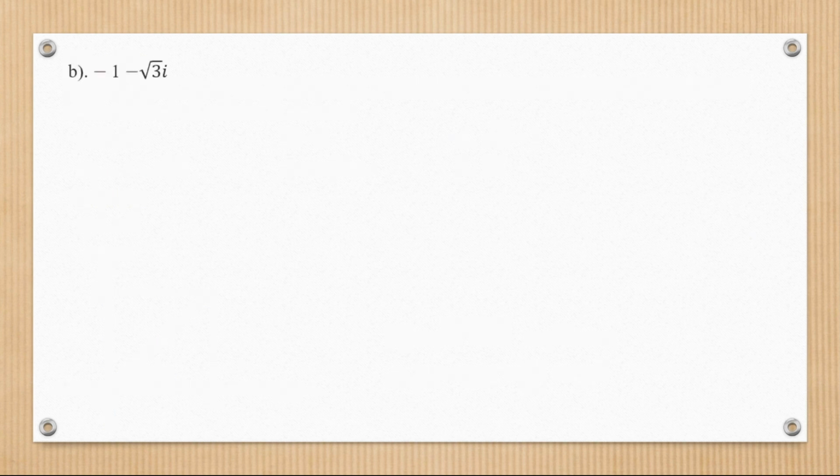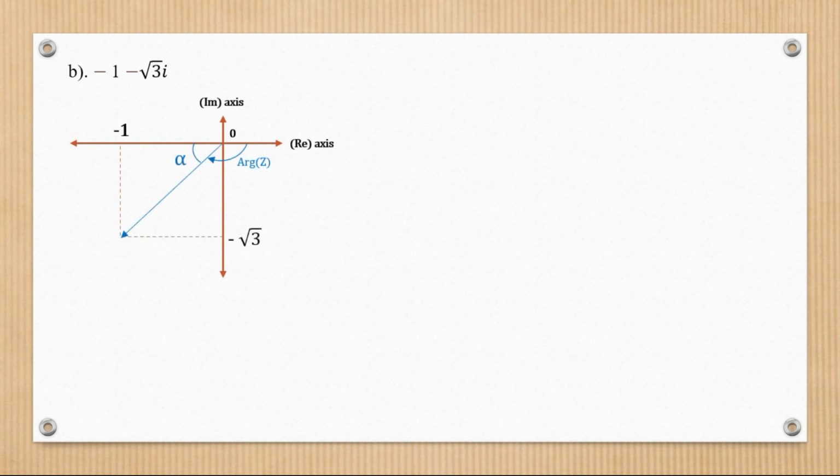So let's look at part B. We have negative 1 minus root of 3i. This is a negative on the real and a negative on the imaginary, so that means this is actually the third quadrant, where we have negative, negative. So we place it right there, and as you can see, we now have an alpha to deal with before getting the value of the argument of z.